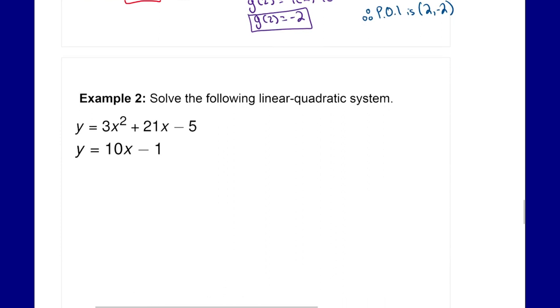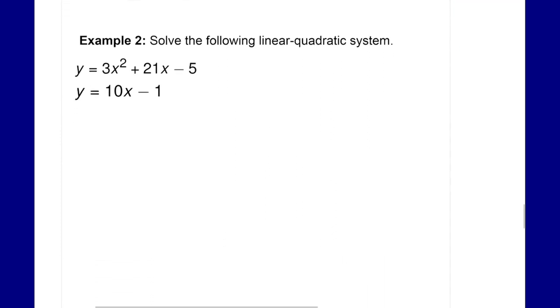Next example, we want to solve the following linear quadratic system. Same kind of concept, same idea. We're going to take the two equations and set them equal to each other. So 10x minus 1 is equal to 3x squared plus 21x minus 5. I'm going to move everything to one side, so it's set equal to 0.